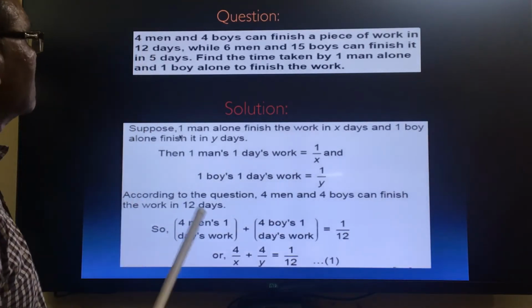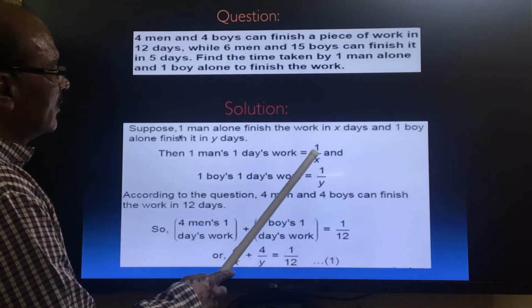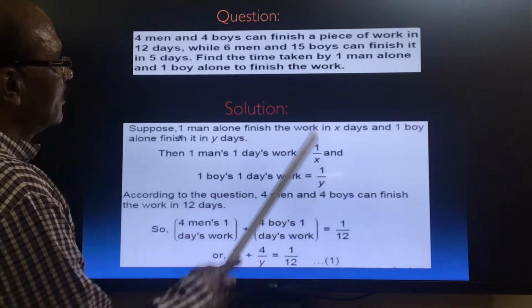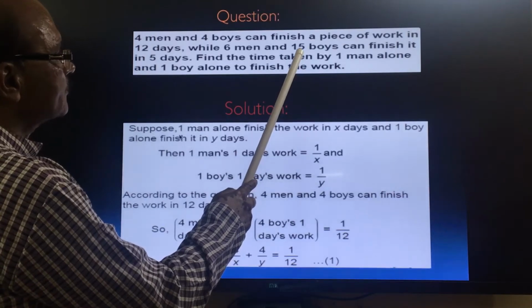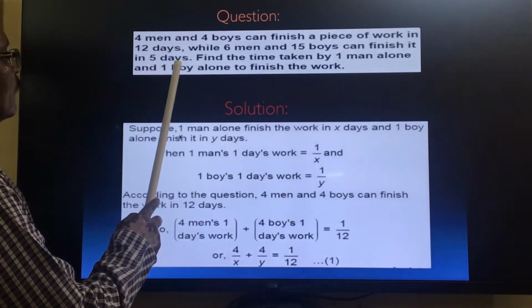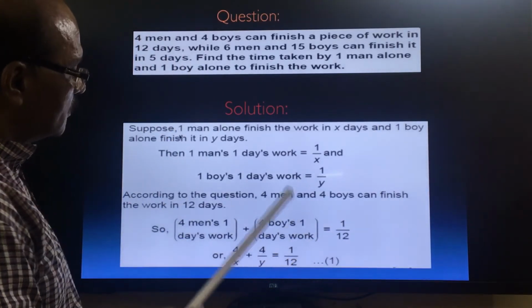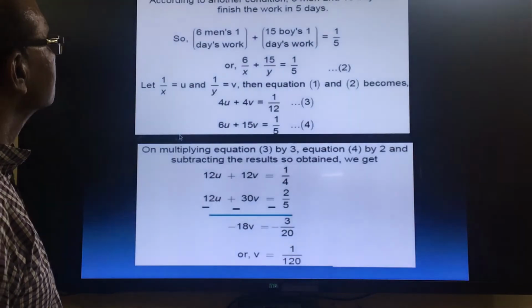Similarly, we will frame the second equation. Second equation is 6 men. So we will multiply 1 upon X by 6 and 1 upon Y by 15 for 15 boys. And here they are finishing in 5 days. So 1 day's work will be 1 upon 5. So you can see the second equation.